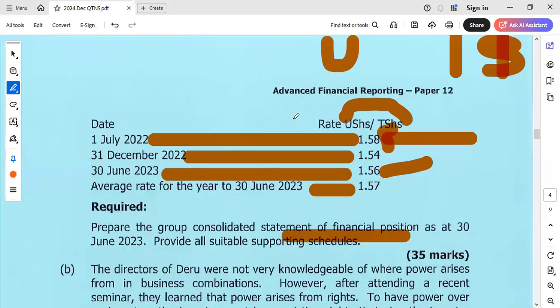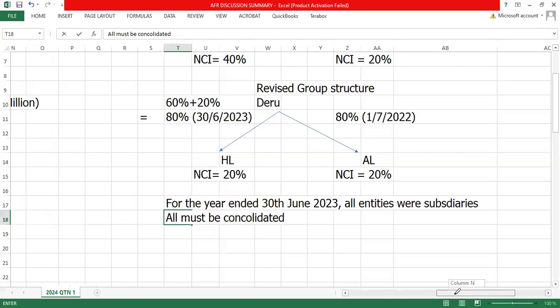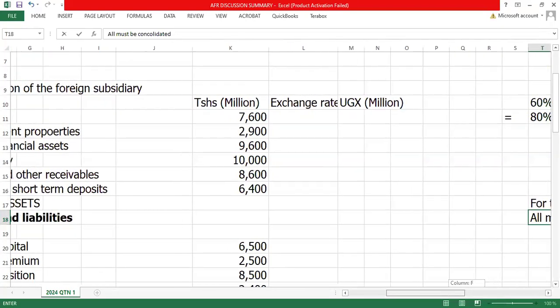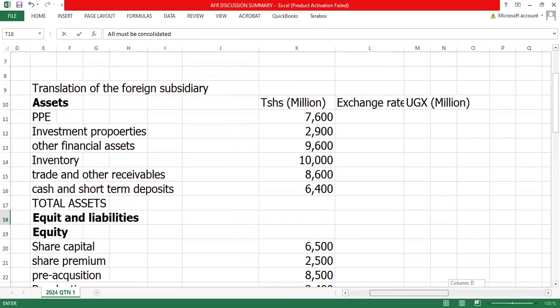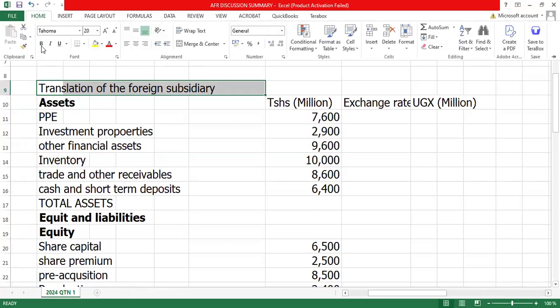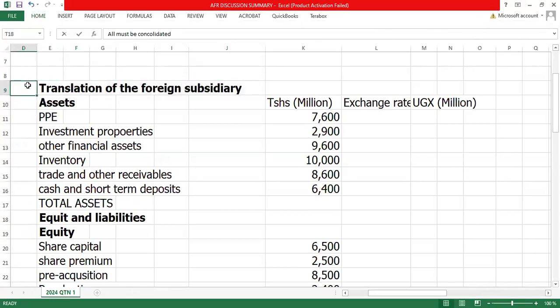So let's do the working. Now I have summarized it in this way. Now we translate these things. So we are translating the foreign subsidiary. Are you in a position to see my screen? Yes, please. So this is your working number 2, translating.